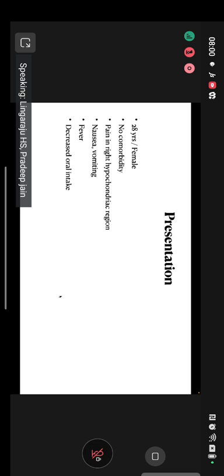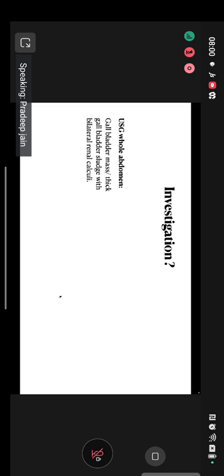Sir, initially we'll do basic CBC, LFT and all. After that, ultrasound to look for any liver pathology or stones in the gallbladder, wall thickness, any collection around. Okay. So this was the finding.